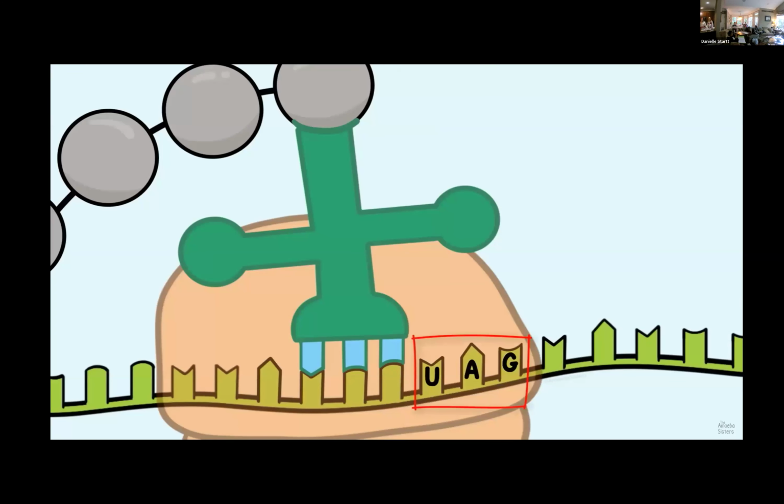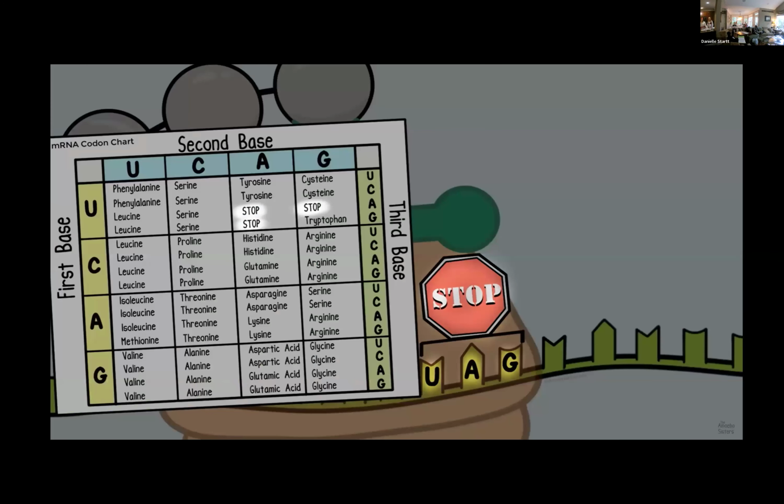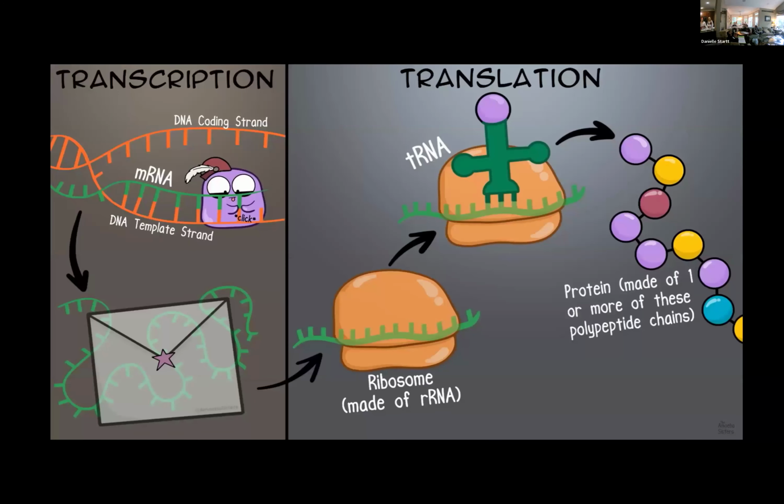Stop codons do not code for an amino acid, but when the ribosome reaches it, it indicates that the protein building is finished. So the result of translation is that you built a chain of amino acids that were brought in certain sequences based on the coding of the mRNA.